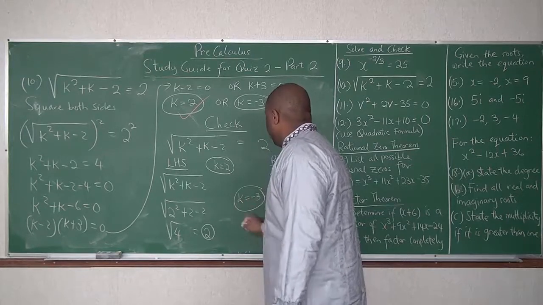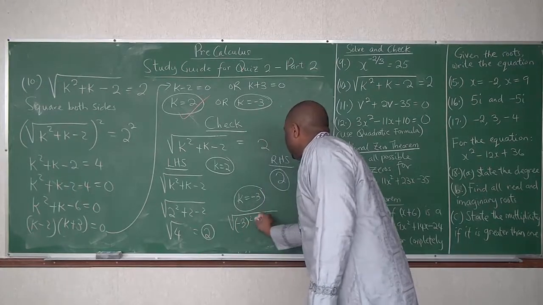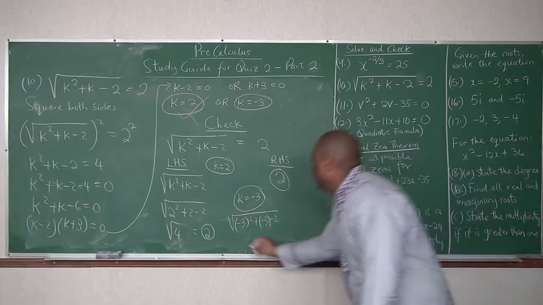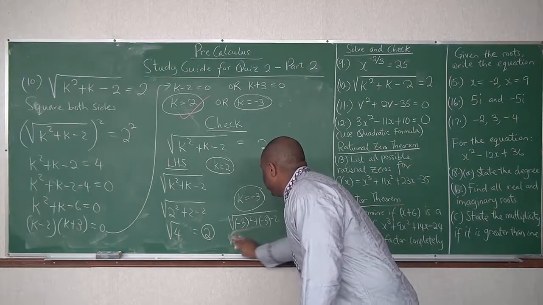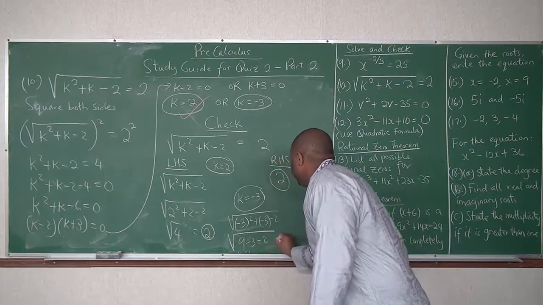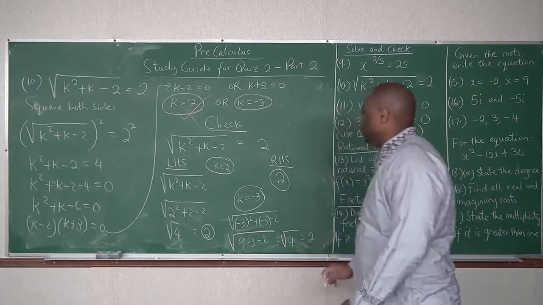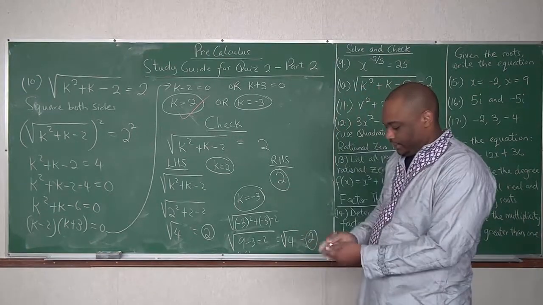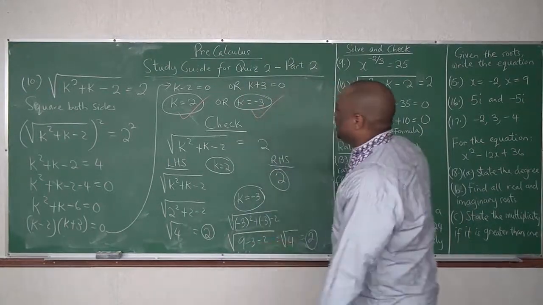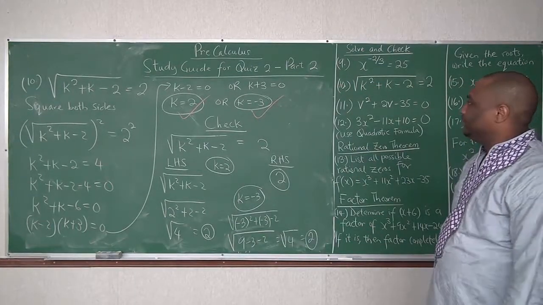So you have the square root of negative 3 all squared plus negative 3 minus 2. Then you have the square root of 9 minus 3 minus 2, which is the square root of 9 minus 3 is 6, 6 minus 2 is 4, which is still 2. So 2 on the left, 2 on the right. You can jump up and touch the ceiling. So this works too. And that is it for question 10.